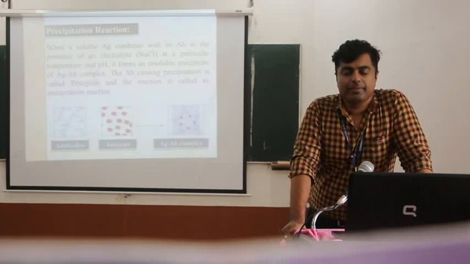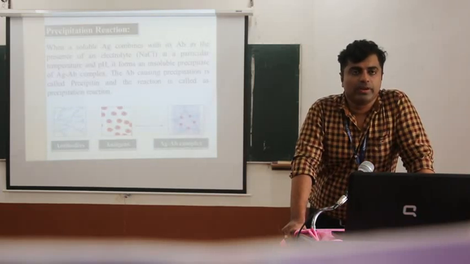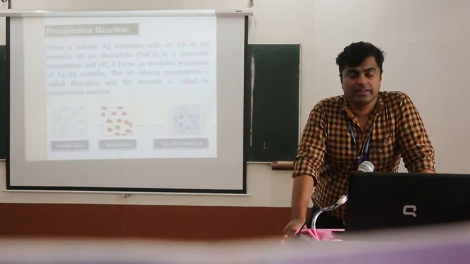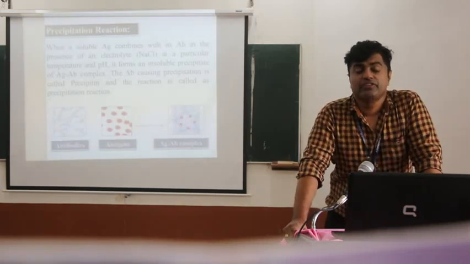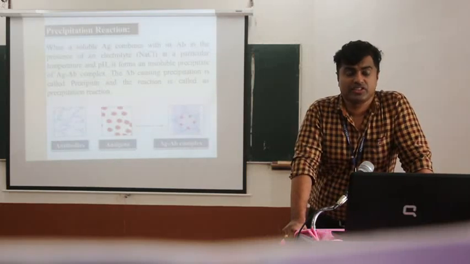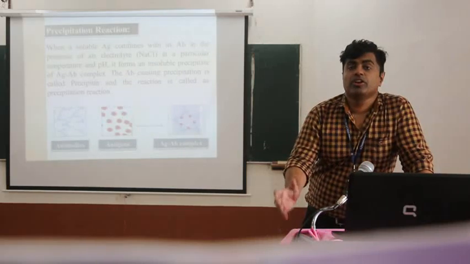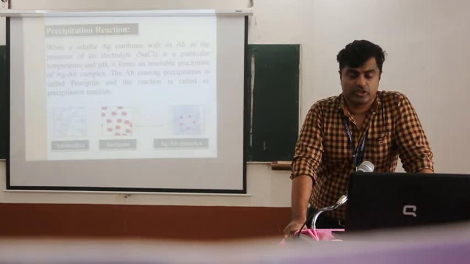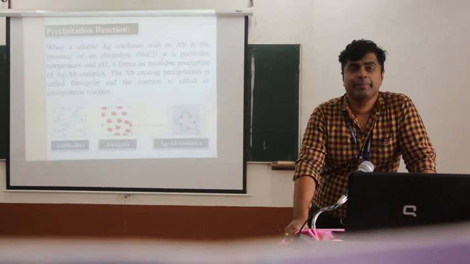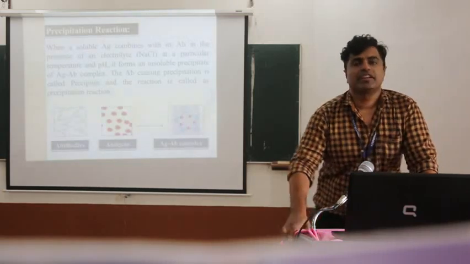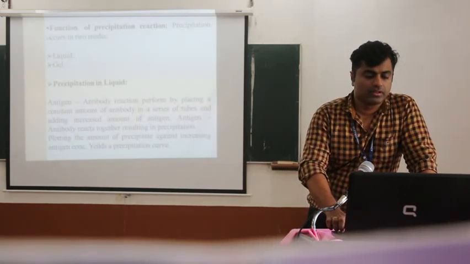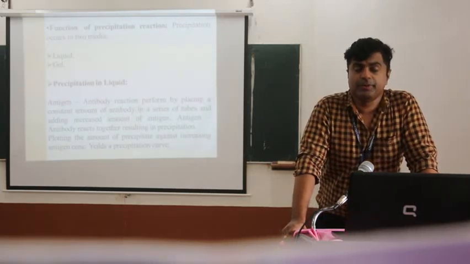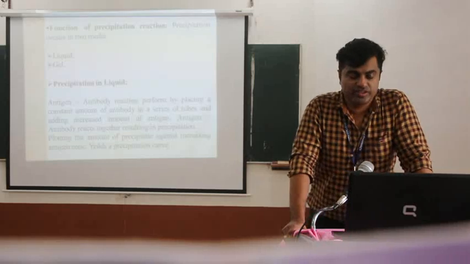What happens in the precipitation reaction is that when an antigen combines with an antibody, in the presence of an electrolyte at suitable pH and temperature, it forms an insoluble precipitate of antigen-antibody complex. The antibody causing precipitation is called precipitin, and the reaction is called precipitation reaction. In a precipitation reaction we get a precipitation curve. And the precipitation reaction occurs mainly in 2 types of media. First one is liquid media, and the second one is gel media.